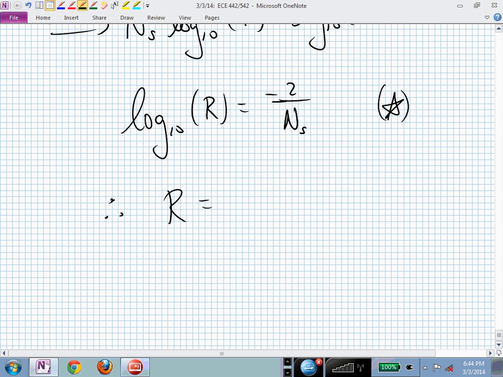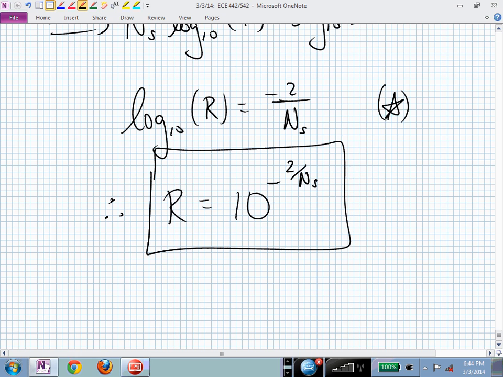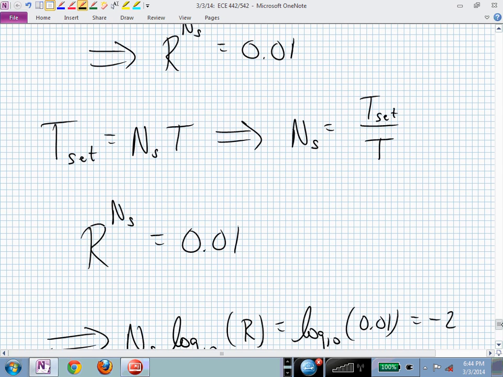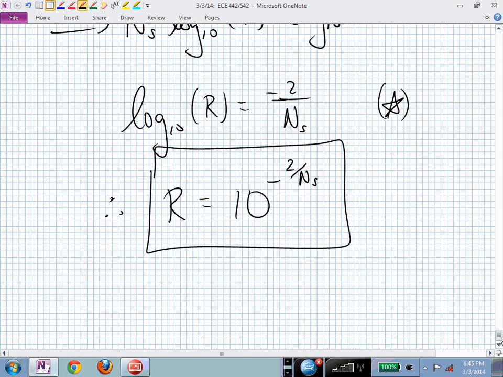And now R is what? I just solve for R, and it was base 10 logarithm. I can raise 10 to both sides, and I end up with R being 10 to the minus 2 over N sub s. Or if you had it in terms of t settle and your sample period, you could replace N sub s in this formula with that. And now you know your radius.